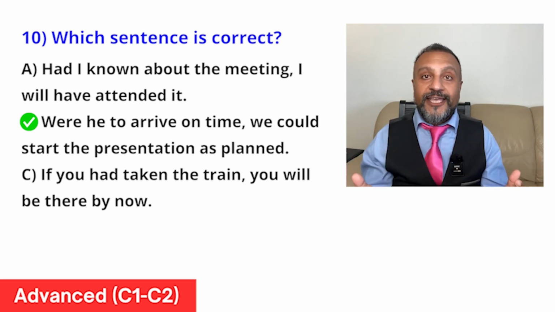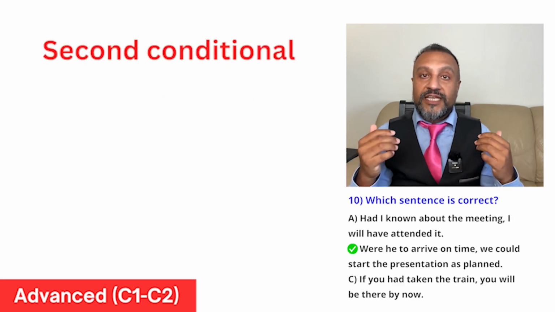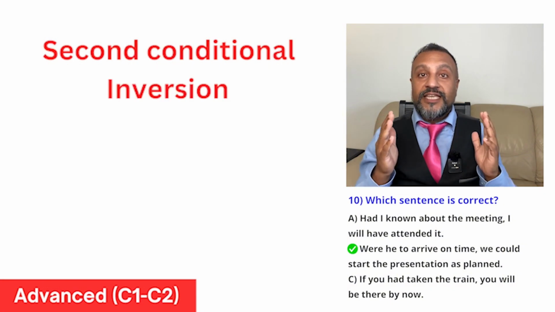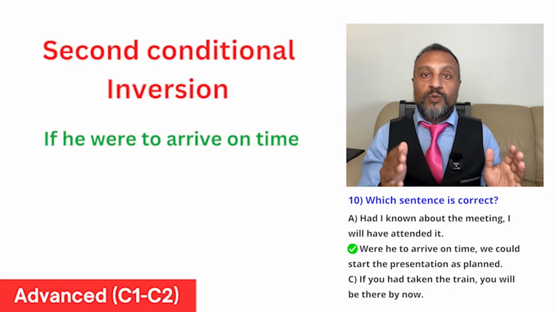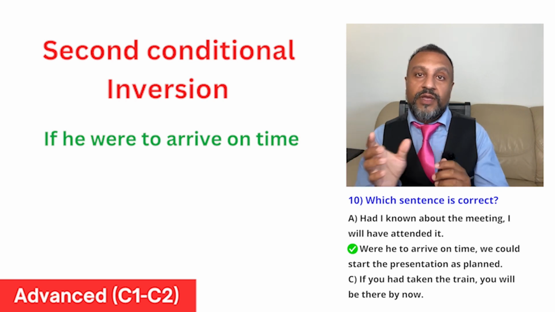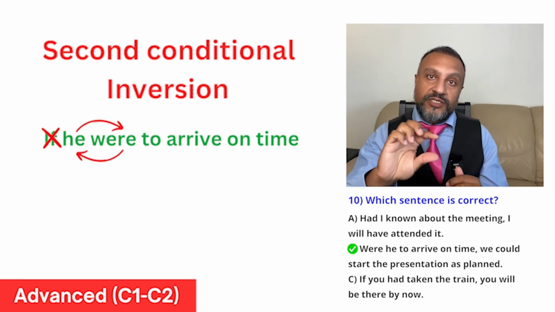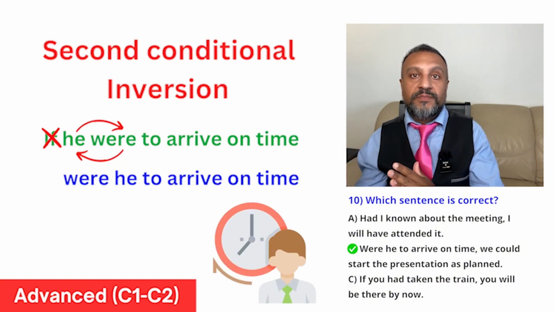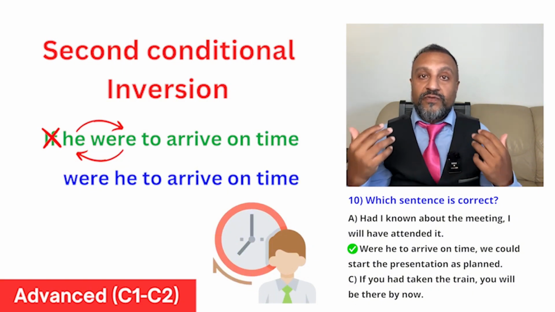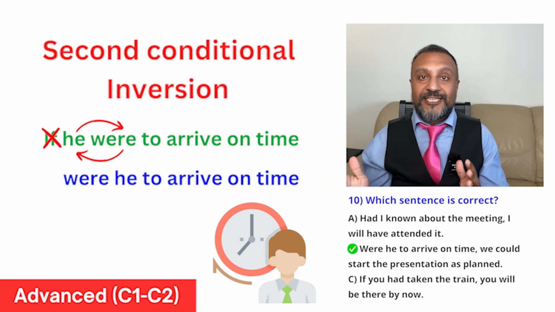But why? Here we have the second conditional, but in an inverted structure. You would normally say, if he were to arrive on time, and we invert, so this becomes, were he to arrive on time. This is a very formal and advanced way to use the second conditional.